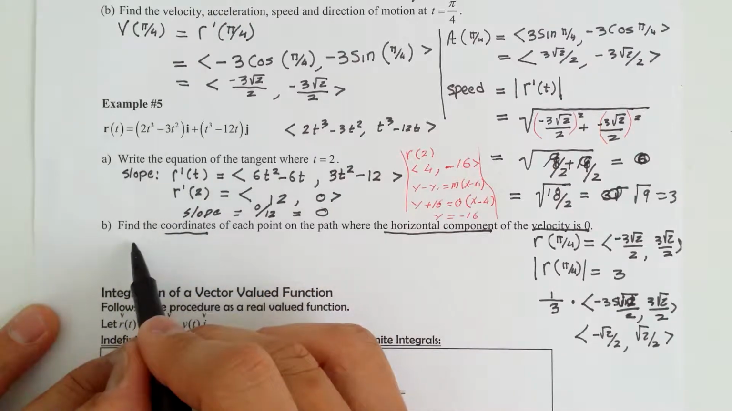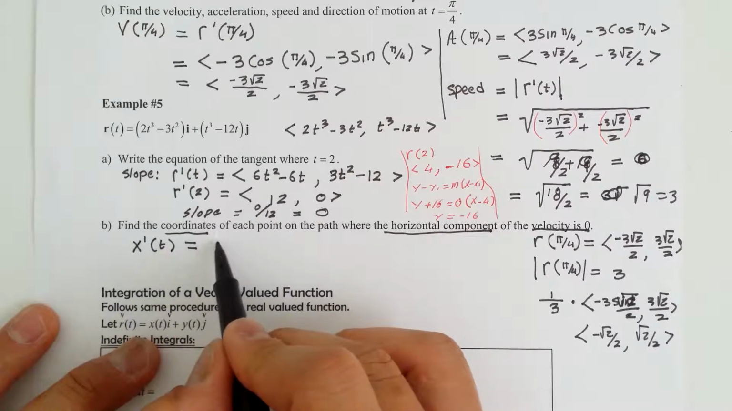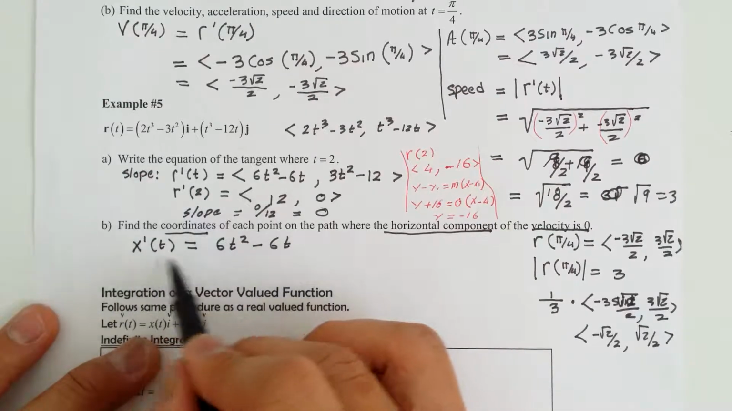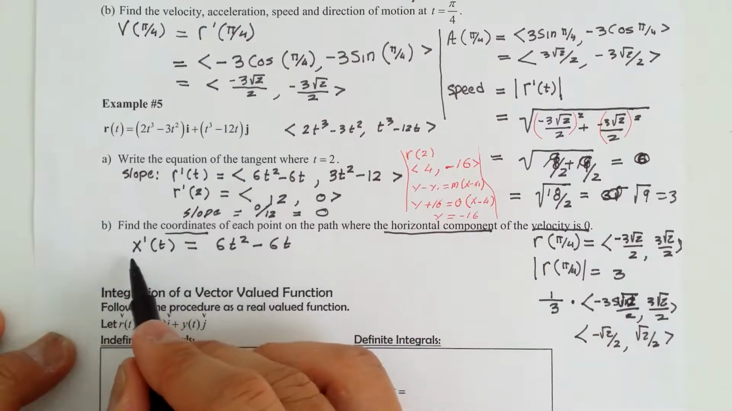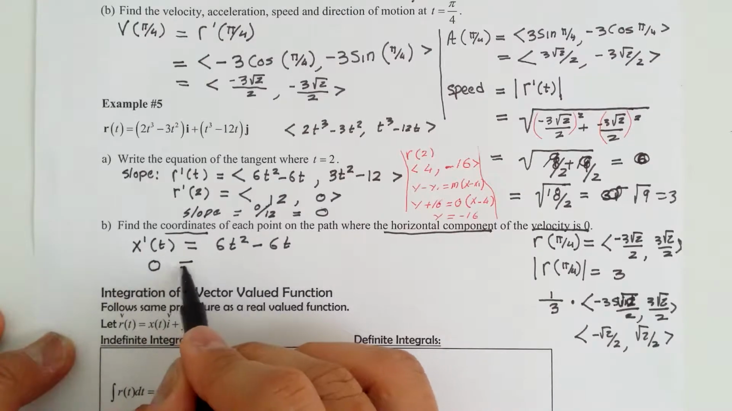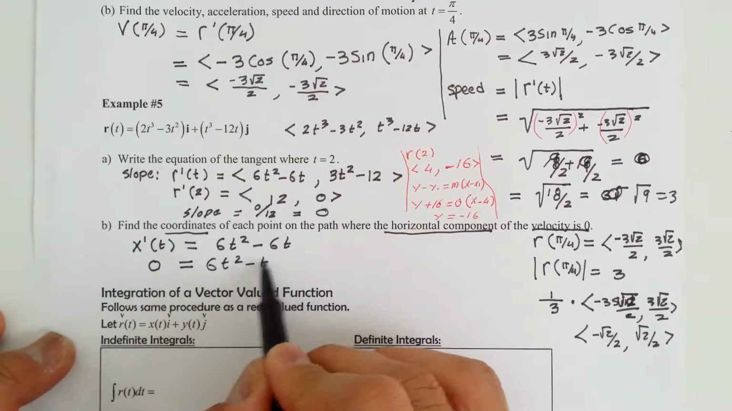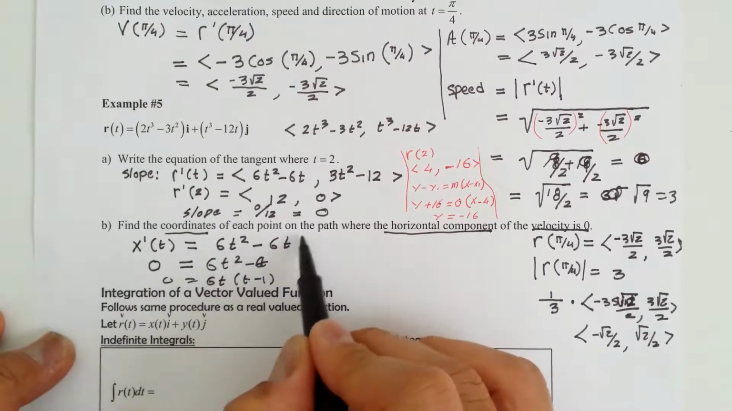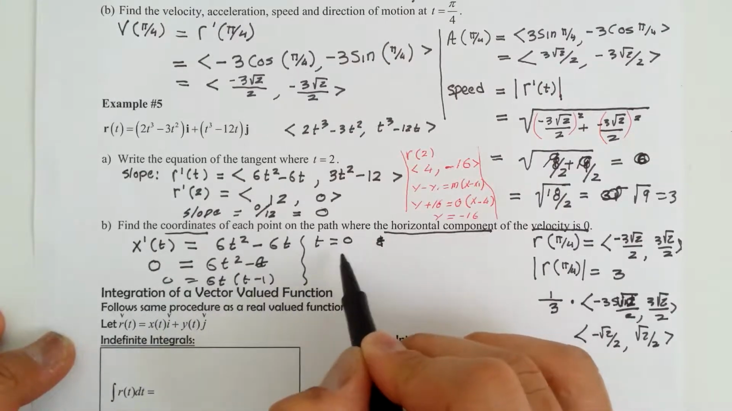So from what we found, we know that x prime, which is the velocity of the horizontal component, is 6t squared minus 6t. That's the horizontal component, okay? And we want to know where the velocity equals 0. So we replace 0 for the velocity of the horizontal component, and then we determine the time. Factor out 6. So it happens at 2 possible times, t equals 0 and t equals 1.